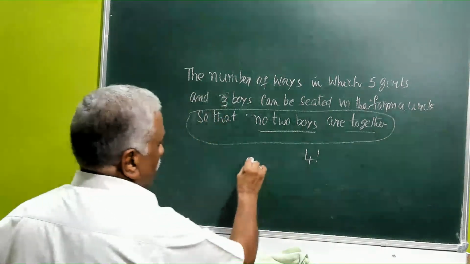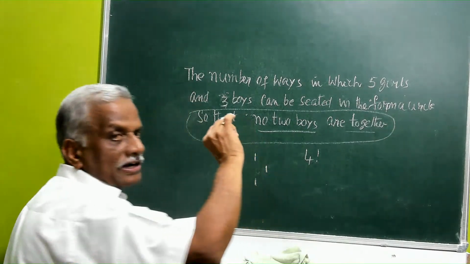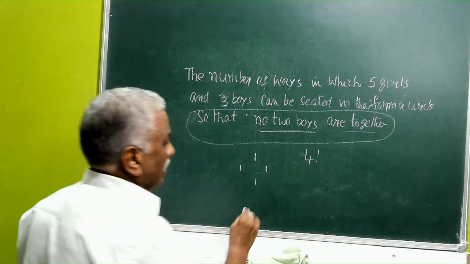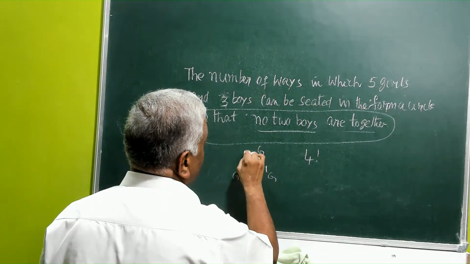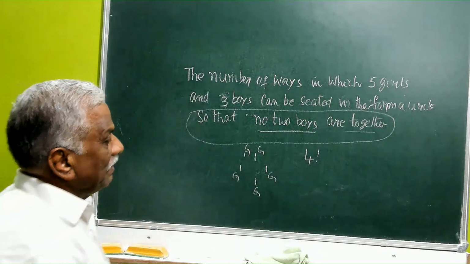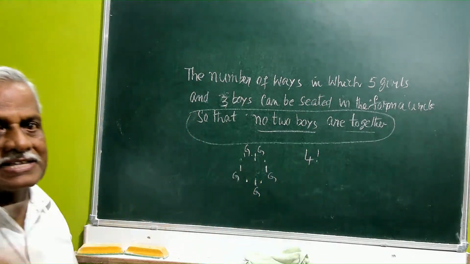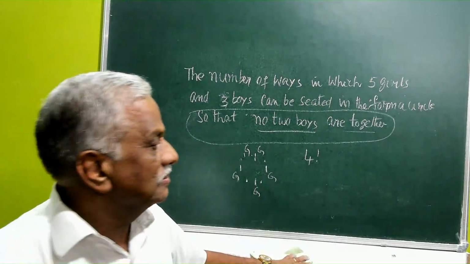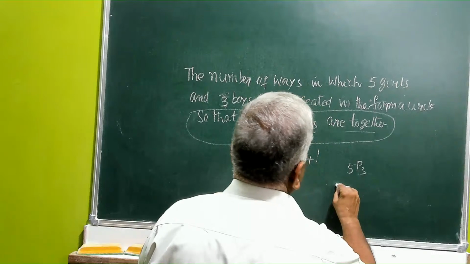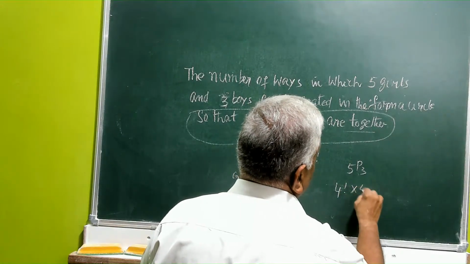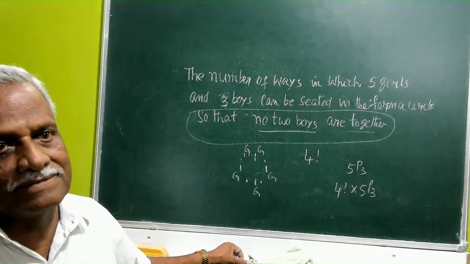So now draw a figure. All this you should do mentally, but here I am drawing the figure to give you a clear picture. Girl, girl, and girl. One more girl is there. Okay. Now, how many places are there in between? 1, 2, 3, 4, 5. Whereas in the former circle, we had one extra. So, how many boys are there? So, it is 5P3. So, what is the method? 4 factorial into 5P3. No two girls are together.